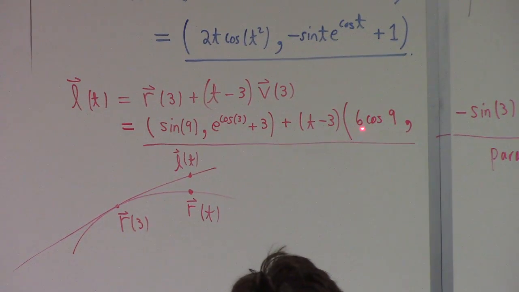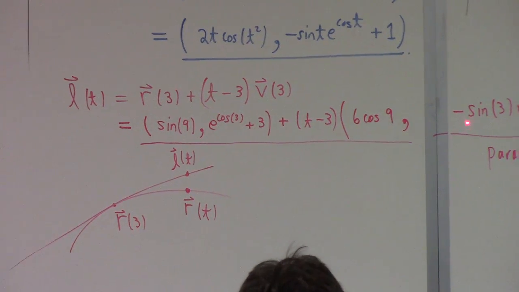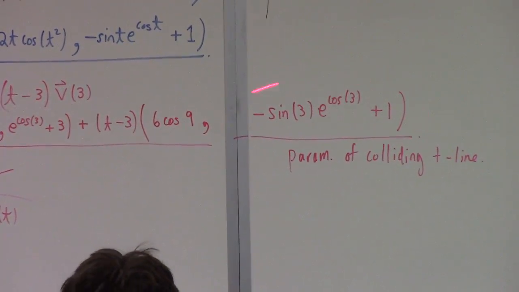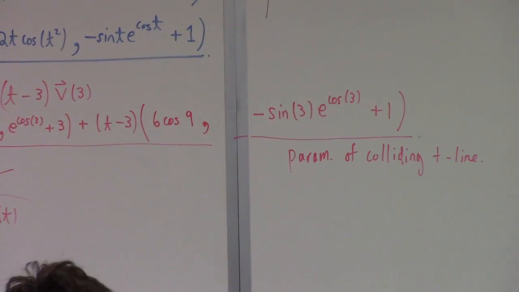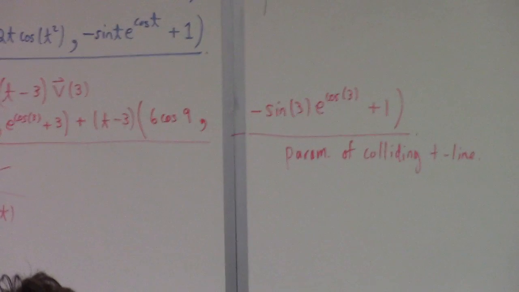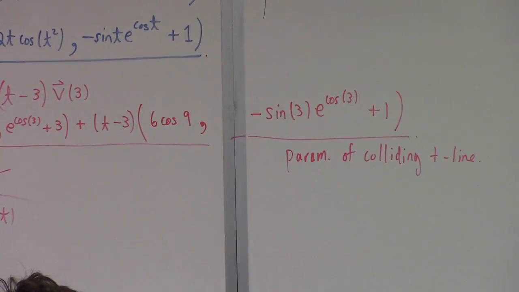It doesn't have to be pretty, 6 cosine of 9, comma, minus the sine of 3, e to the cosine 3 plus 1, but nevertheless, it is a specific set of numbers, albeit these are ugly because they put me at t equals 3. Any questions about the red? Yes, sir?